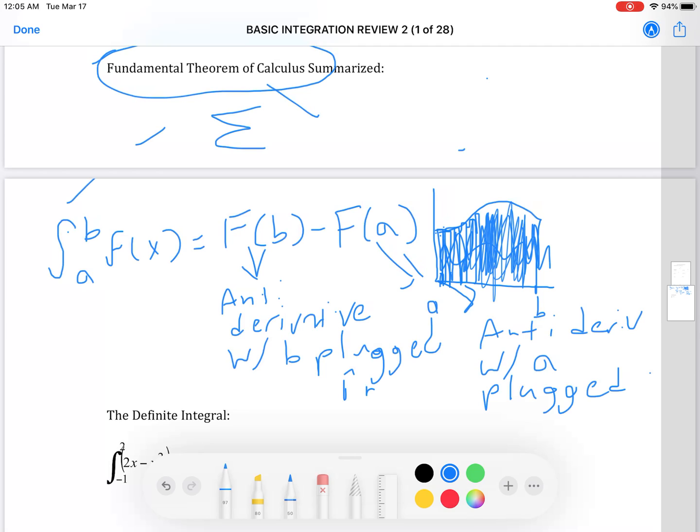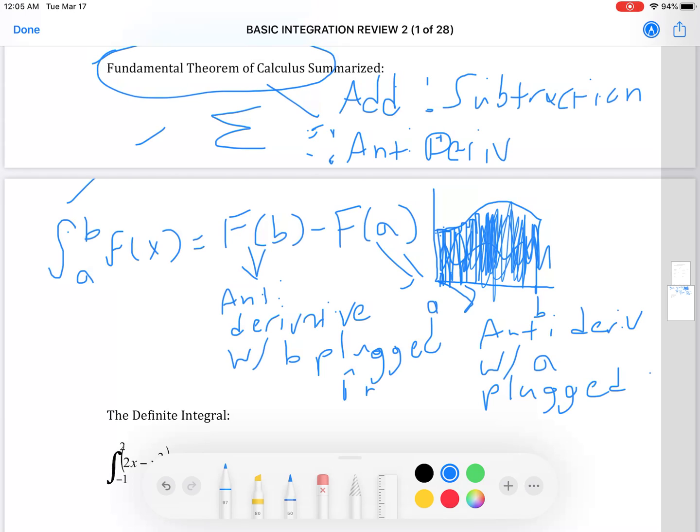Another good way to think about the fundamental theorem of calculus is just as addition is to subtraction. So if I were to ask somebody what is the opposite of addition, you'd say subtraction. The antiderivative is related to the derivative. So they're inverses of each other.